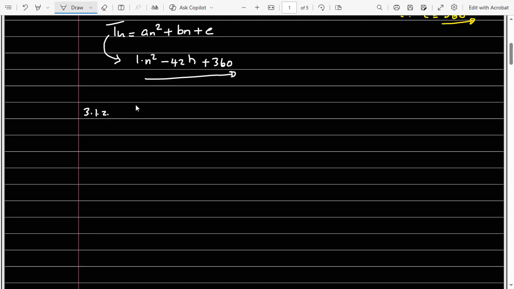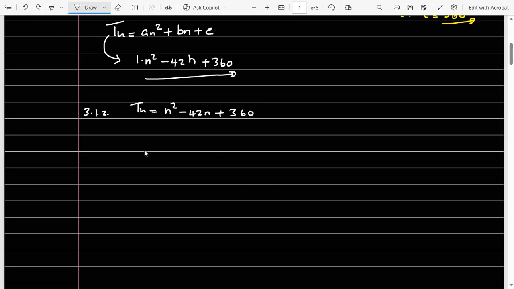And remember, my Tn is equal to n squared minus 42n plus 360. So now let's ask which term. Where there's Tn, I'm going to put 0. And now I just have to solve for n.